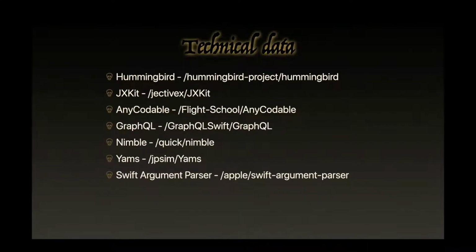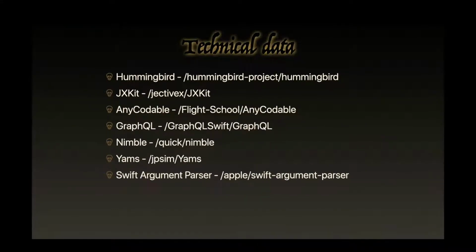Hummingbird is the first one. Hummingbird is the actual server itself. It's just a general server. It's built recently. It's built on Swift NIO. It's very well built and very fast. So I wrapped Voodoo around that. Use that as my core server.